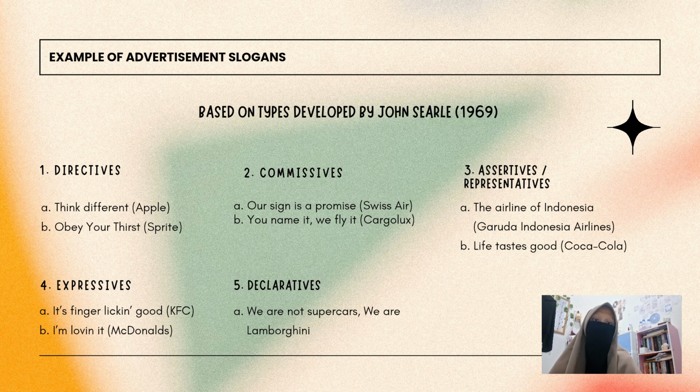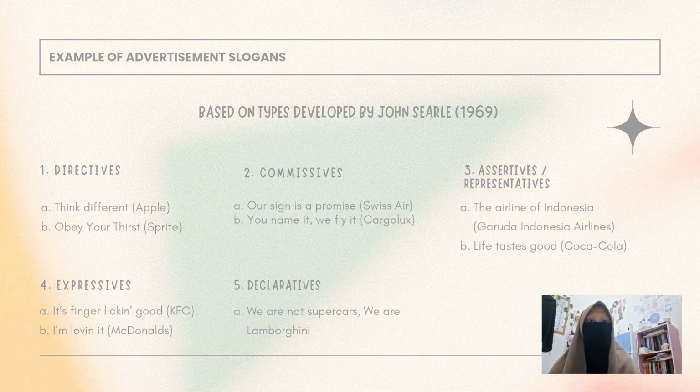And the last one is declarative, which is to claim a change in status, such as being number one or market leader. And the example here is from Lamborghini, which is "We are not supercars, we are Lamborghini." So here, it's clear that this declares identity and brand positioning, and it asserts their brand is not just any supercar, but specifically Lamborghini, which is to emphasize uniqueness and exclusivity.